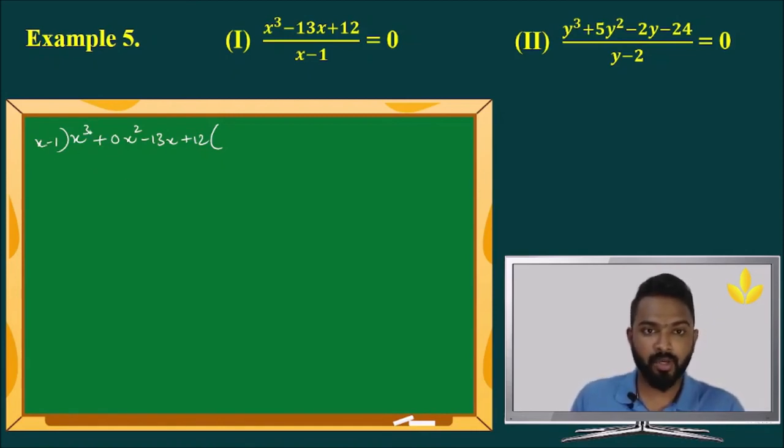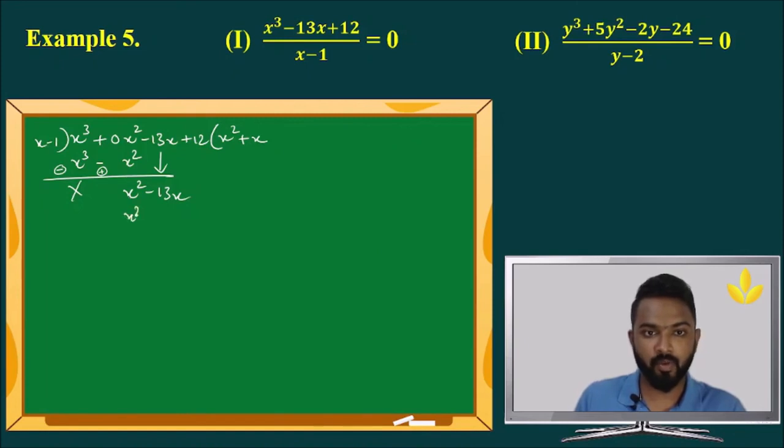So x to x cube we need to multiply with x square. X square into x is x cube. X square into minus 1 is minus x square. Now subtract both. So this one becomes minus, this one becomes plus. So this one is gone. 0 plus x square is x square minus 13x. This one comes here. So x to x square, all you have to do is plus x.